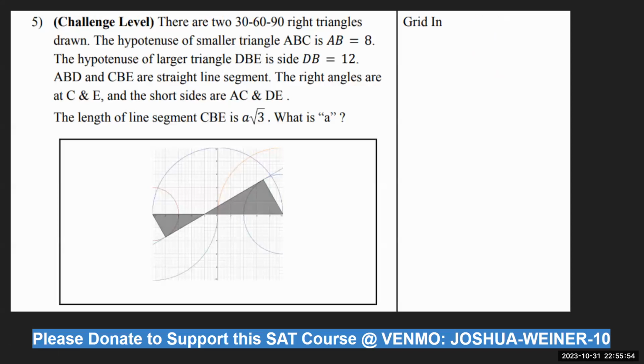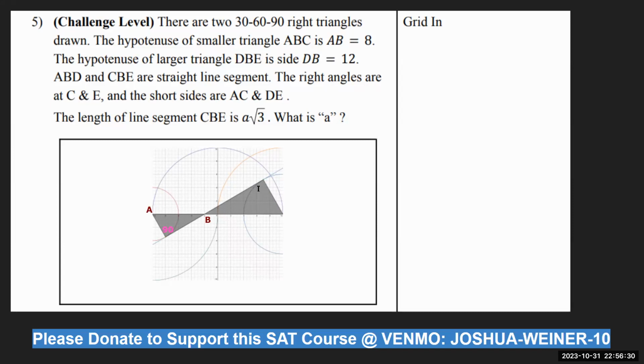Last one, there are two 30-60-90 right triangles drawn. The hypotenuse of the smaller triangle ABC, AB, is 8. Let me try and label this here. This is A. This must be B. This is a smaller triangle. That's the hypotenuse, so this corner should be 90 degrees. This corner is 90.